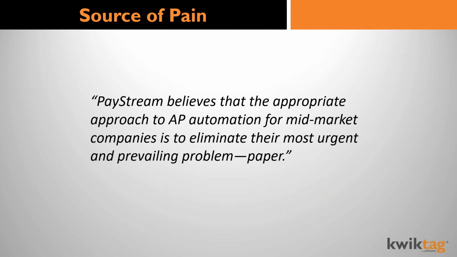So what are we going to do about it? What are we going to do about dealing with this pain, the pain of not having visibility, the pain of dealing with too much paper? And that's really the source of it. We work with an organization called PayStream Analysts, and they are kind of the Gartner for the procure to pay, the finance and operational processes within organizations. And based on their research that they've done over years and years, they've really nailed it down to this. This is their statement. PayStream believes that the appropriate approach to AP automation for mid-market companies is to eliminate the most urgent and prevailing problem, paper.